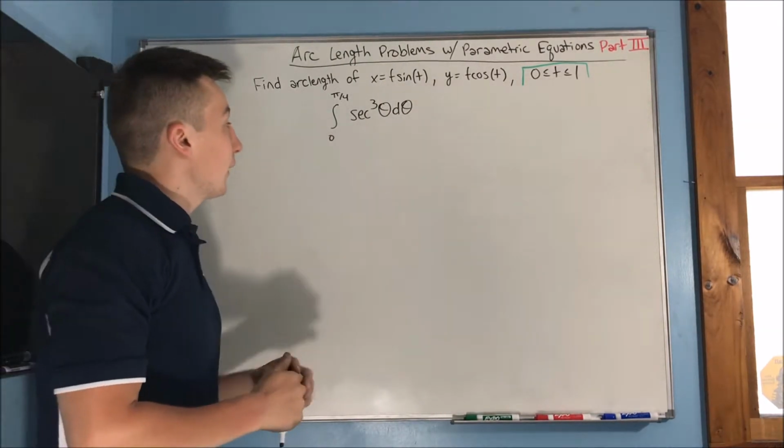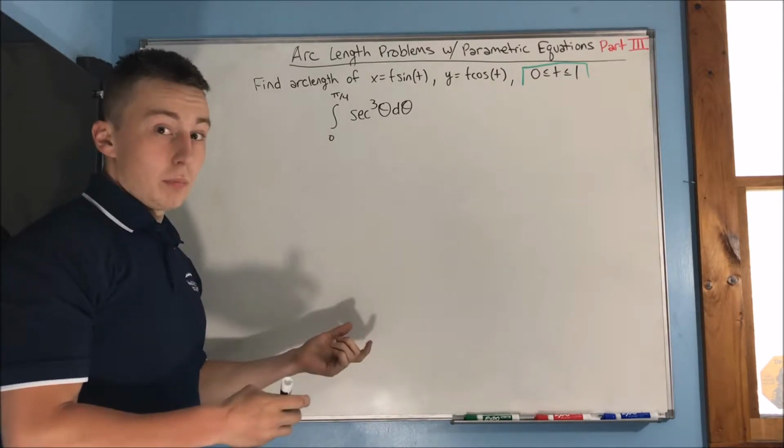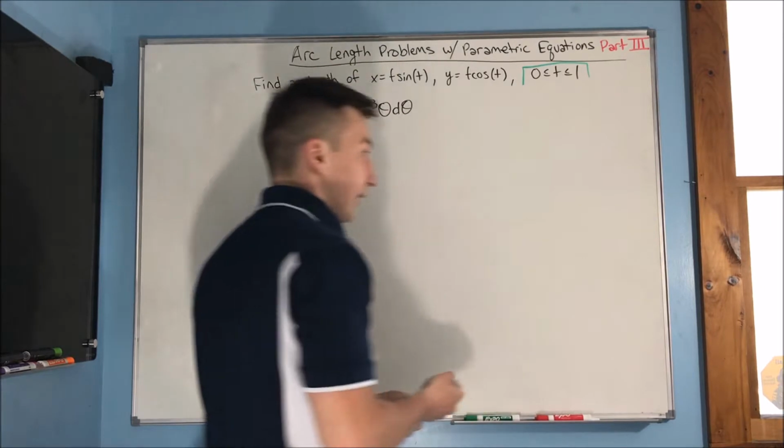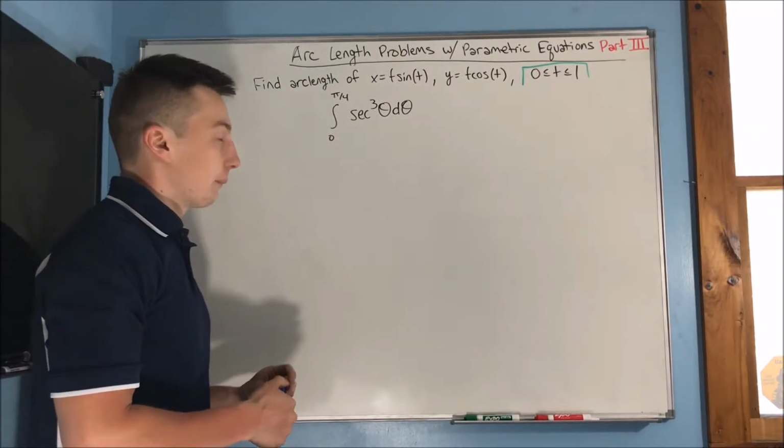Alright, so how do we integrate the integral from 0 to pi over 4 of secant cubed theta d theta? Well, this is an integration by parts problem, right? You may have remembered integrating this before, but this is actually a pretty tough integral.